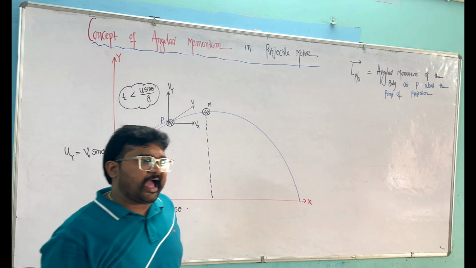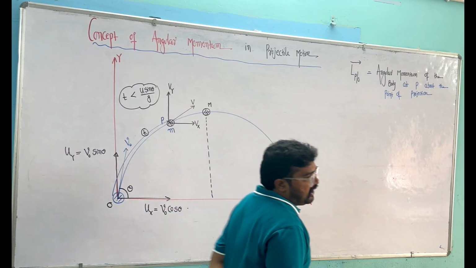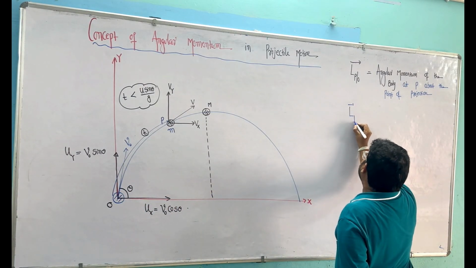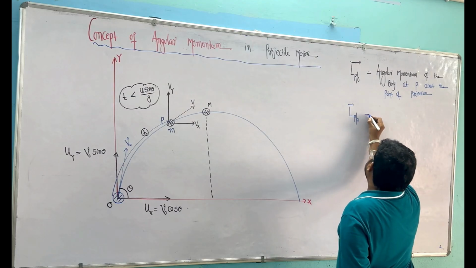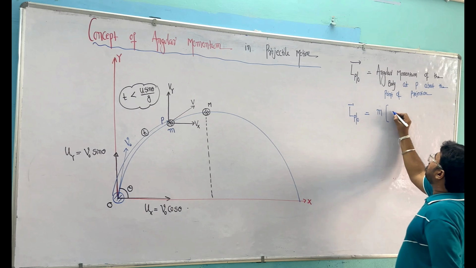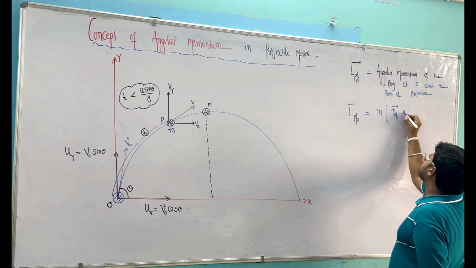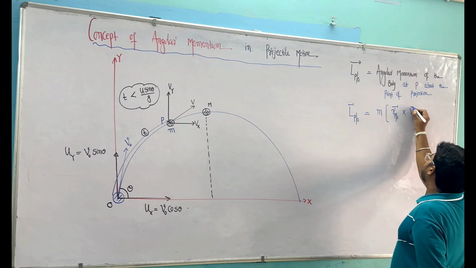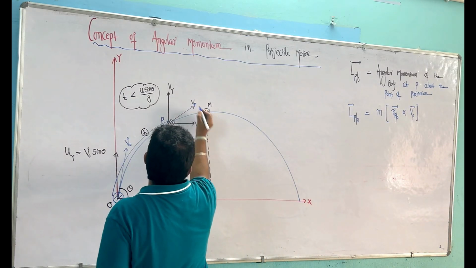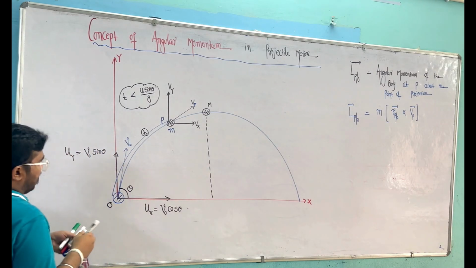How to write the angular momentum? Mass of the particle or body. L bar at point P about the point of projection is equal to the position of point P about point O crossed with the velocity of the particle at point P. That is the velocity at point P. Understood?